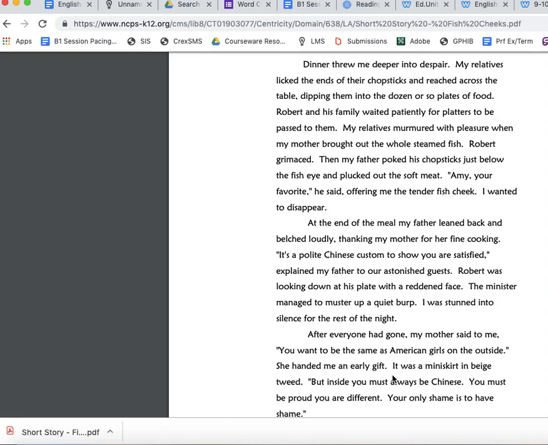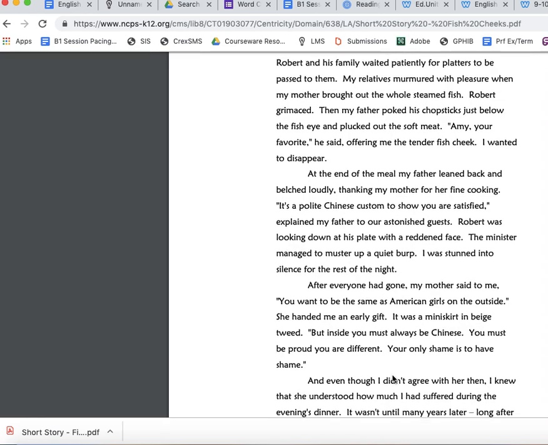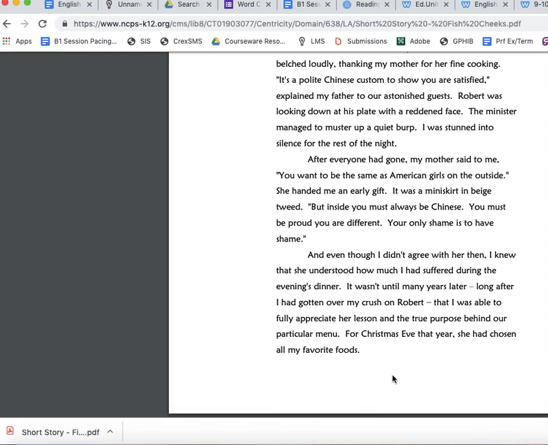It's an important question. After everyone had gone, my mother said to me, "You want to be the same as American girls on the outside." She handed me an early gift. It was a miniskirt in beige tweed. "But inside, you must always be Chinese. You must be proud you are different. Your only shame is to have shame."